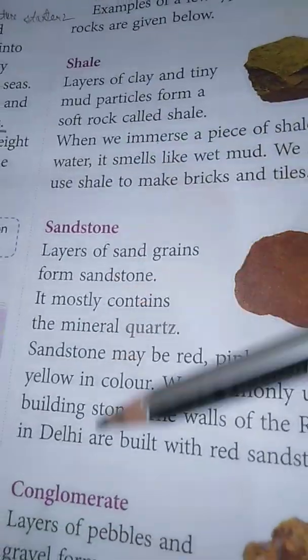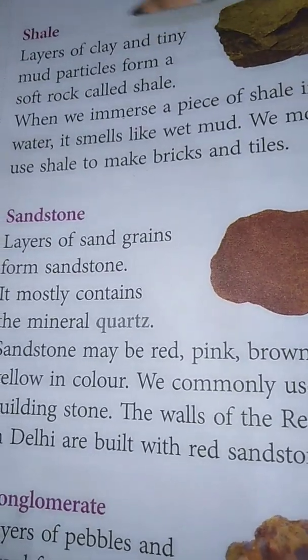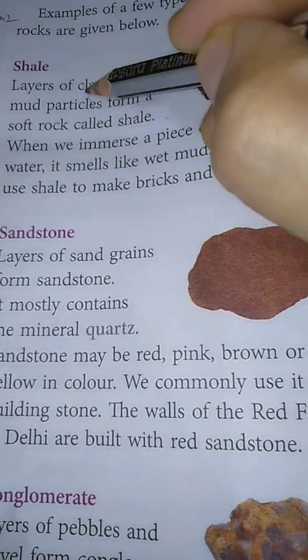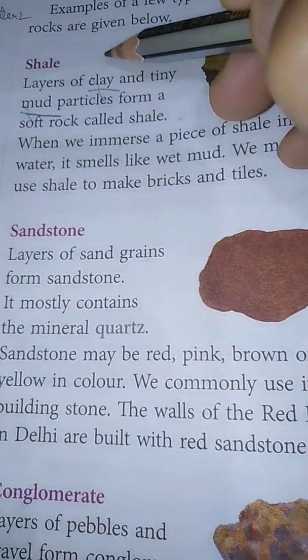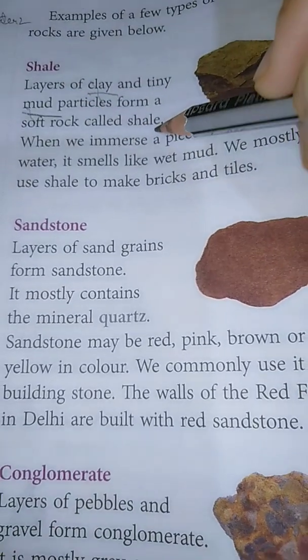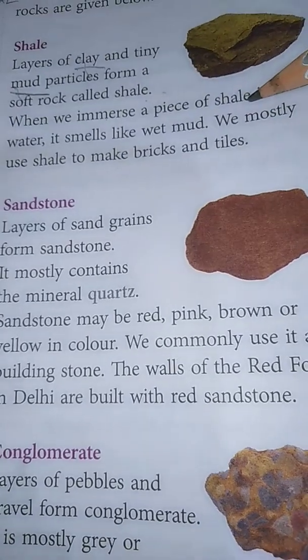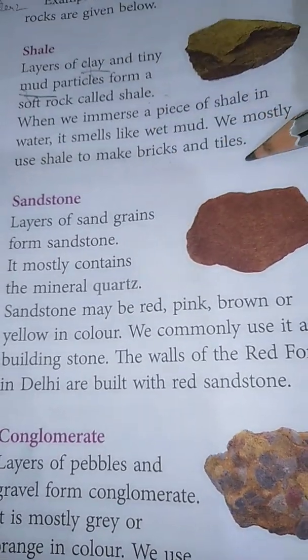Now there are some examples of sedimentary rocks also. First is shale. Layers of clay and tiny mud particles form a soft rock called shale. So clay and mud are put together to make the soft rock called shale. When we put shale in water, it smells like mud, and it is used to make bricks and tiles.